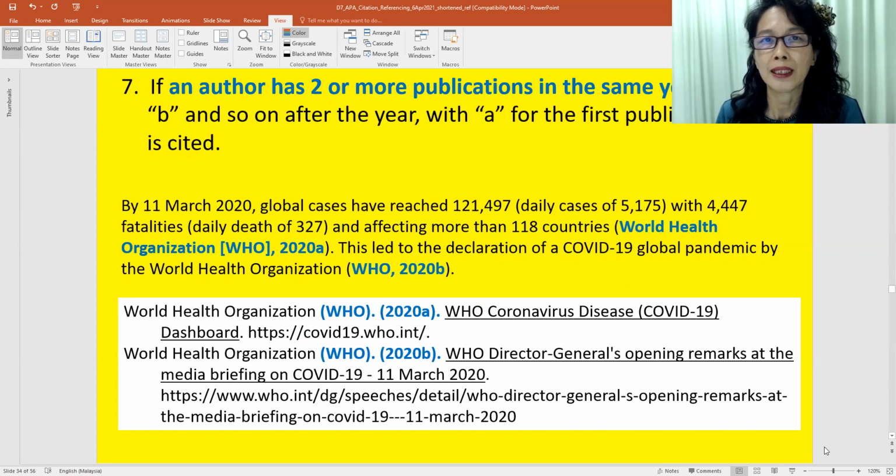In the example here, WHO 2020A is the first one that is cited and refers to the article on coronavirus disease, COVID-19. The 2020B is the second WHO article that is cited and it refers to the Director General's opening remarks. So we use A and B according to the order in which the citations appear in the paper.